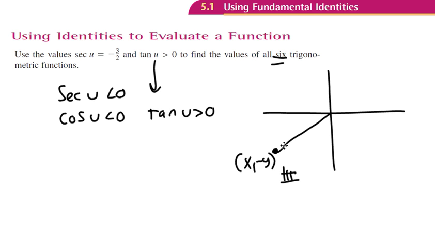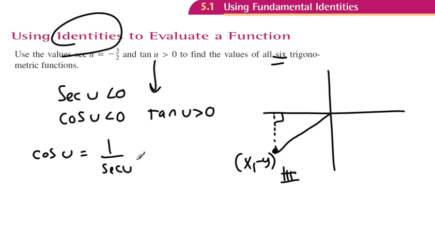We're not going to use a triangle here. We could make a right triangle and then solve for this, but that's not the approach here. We want to use our identities. Maybe let's take a different approach. We know that the cosine of u is the same thing as 1 over secant, and that's one of our identities. Well, we know what secant of u is, so I'm going to replace secant of u with -3/2.